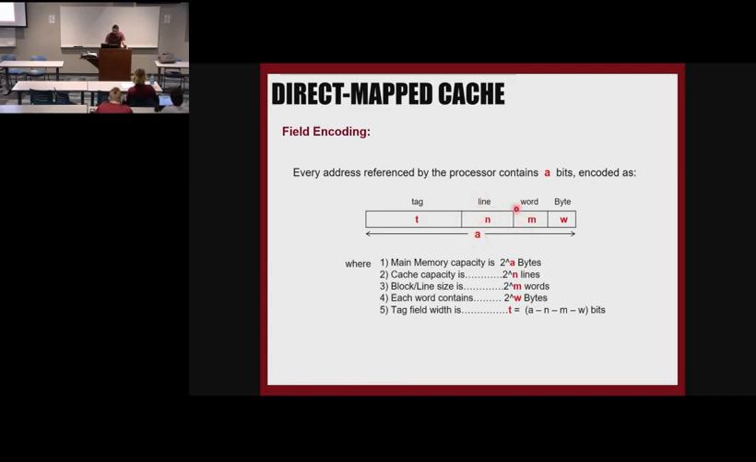Then we have M for the words in the line. We have M bits there. And then we have W bits for the bytes in the word. In the first example that we have, which was a very simple case, the W was 0 because we had 1 byte in each word, the M was 0 because we had only 1 word in each line, and we just had N and T. Okay, that was a very specific case. Now this is the direct map cache field that comes in.